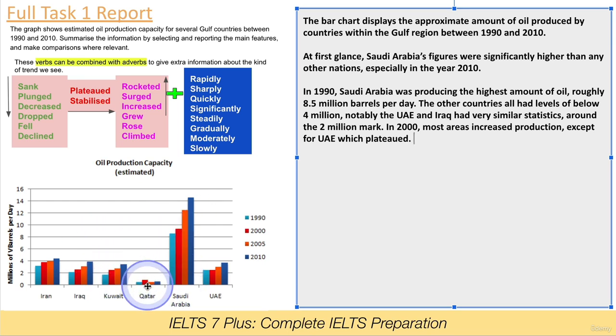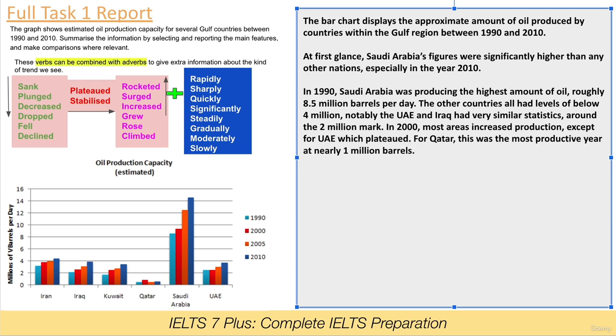Well, for Qatar, actually, it was their highest year. For Qatar, this was the largest, or was the most productive year at nearly 1 million. 1 million barrels.